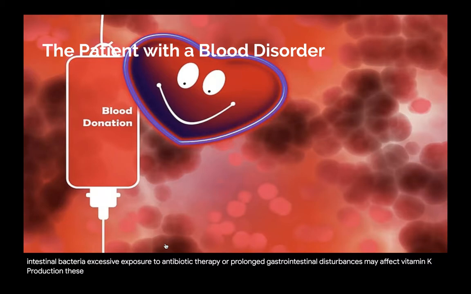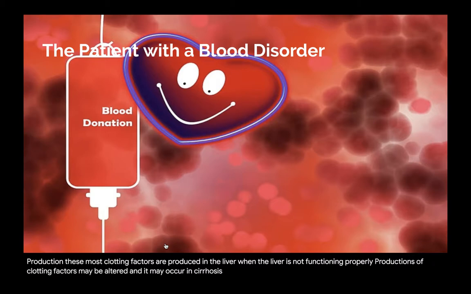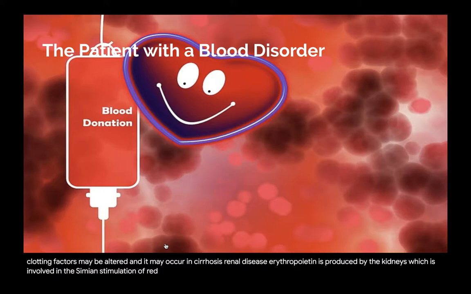Liver disease. Most clotting factors are produced in the liver. When the liver is not functioning properly, production of clotting factors may be altered, as may occur in cirrhosis. Renal disease. Erythropoietin is produced by the kidneys and is involved in the stimulation of red blood cell production in the bone marrow. Bone marrow disorders impact red and white blood cell production.